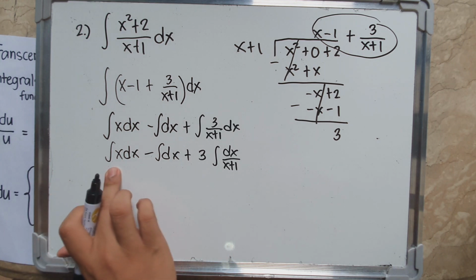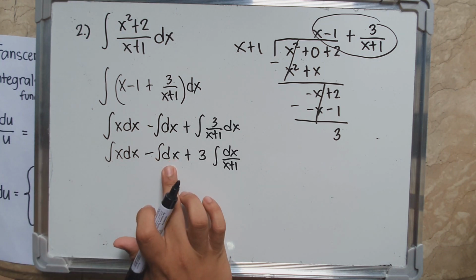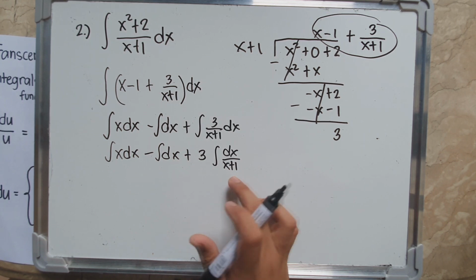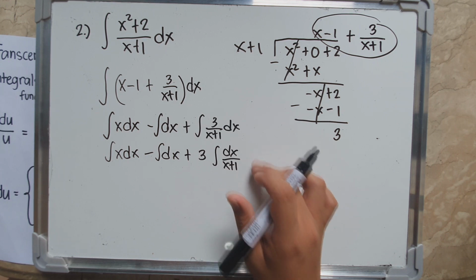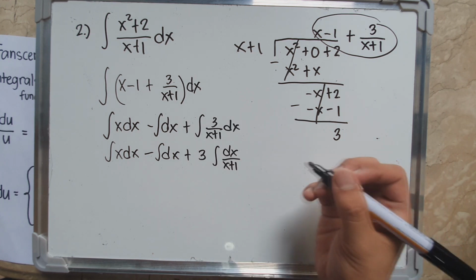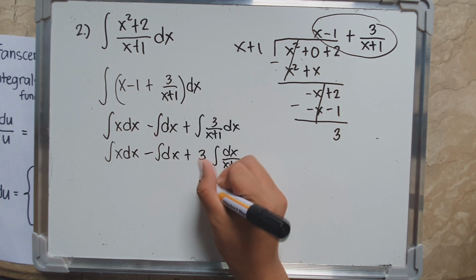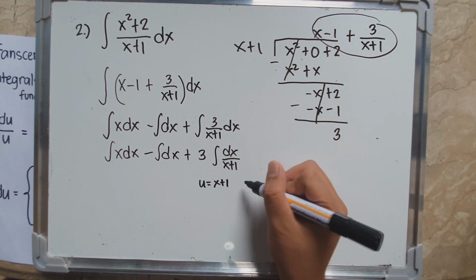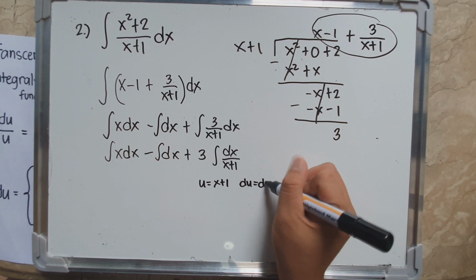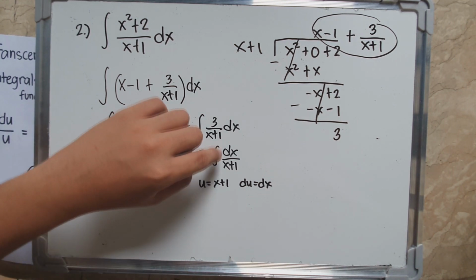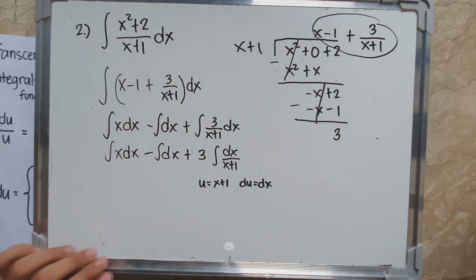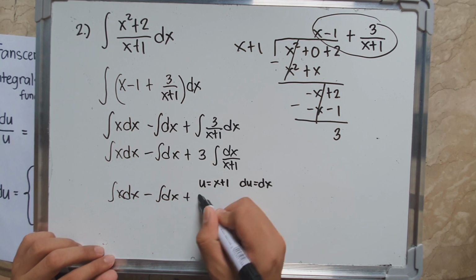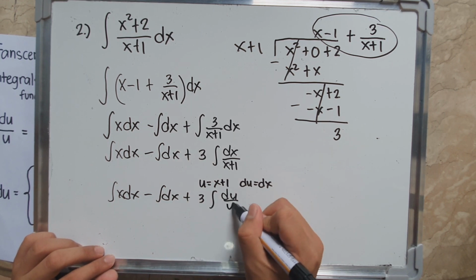This one is power rule. This one is general rule. How about this one? For this one, obviously there is now a relationship between the numerator and denominator. So if we assume the denominator, x plus 1, is equivalent to u, and the derivative of u is dx, then this is du over u. Integral of x dx minus integral of dx plus 3 integral of du over u.